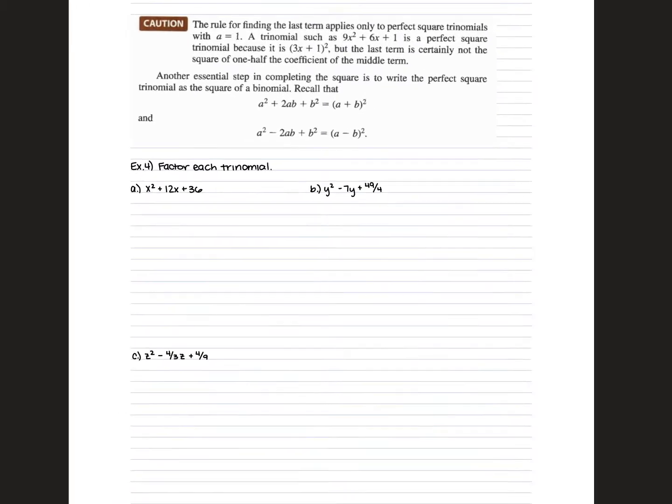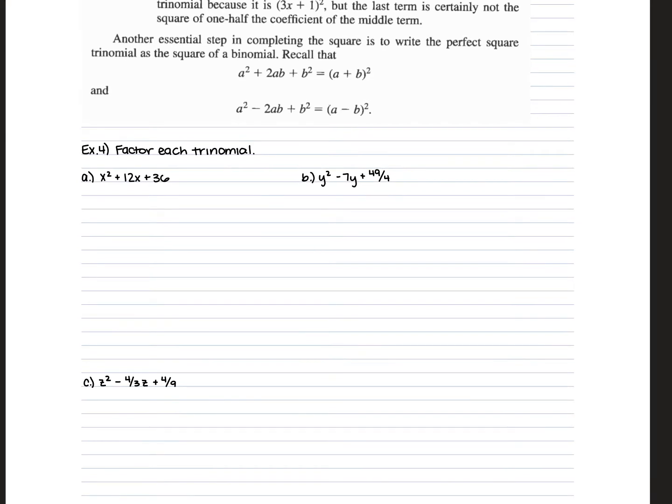The next part that we are going to be going over is factoring each of these trinomials. These are perfect square trinomials. So when you look at this, you'll be able to take the square root of the last term, that c term, and if you can multiply that by 2, it will give you your middle term. When that happens, you have a perfect square trinomial. So your answer is just a binomial squared. The binomial that you're squaring will have the same sign between your two terms that your b term has in the perfect square trinomial.